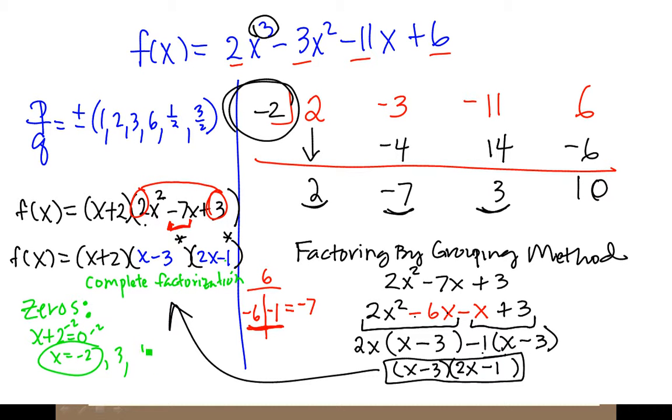you should get 1/2. So notice that -2 was included in the list here. Plus or minus 2 was included, 3 was included, and this 1/2 was included. So out of all the possible rational zeros, only -2, 3, and 1/2 are actually zeros.